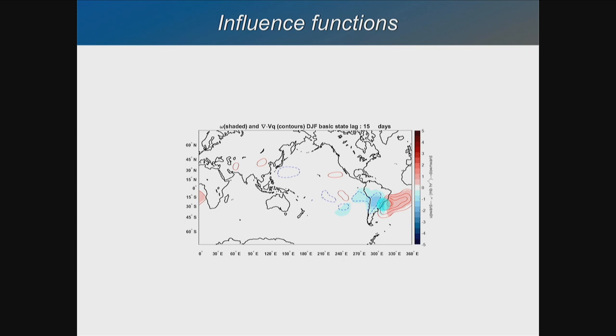So in terms of moisture supply, you'll have a drying response if you heat here, a moistening response if you heat here. In terms of vertical velocity, you'll have a moistening response if you heat here. So here you have an agreement, okay? Both measures will give you a moistening response in the target zone after 15 days.